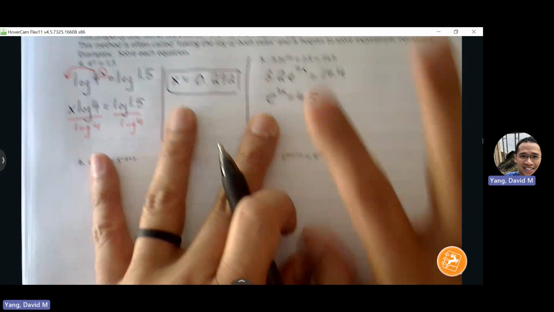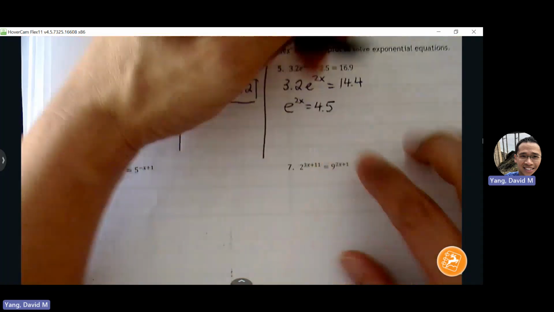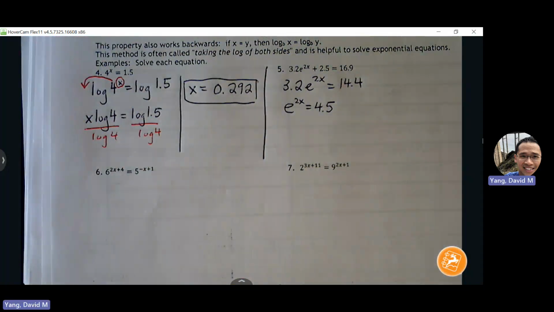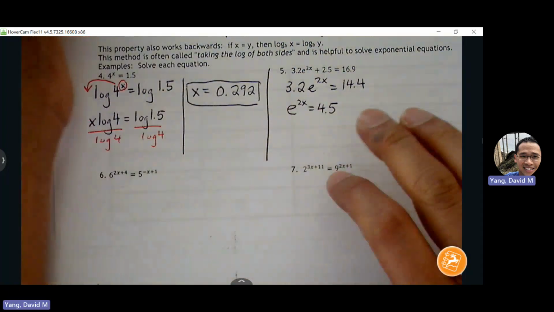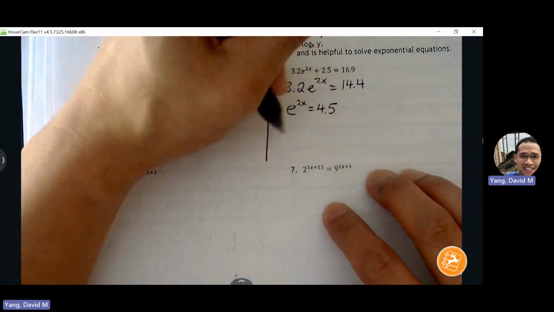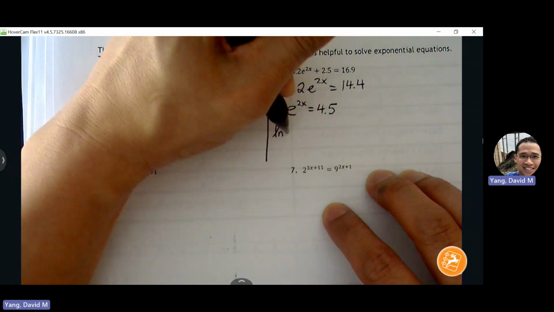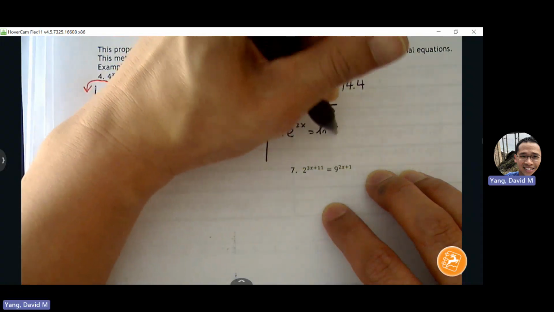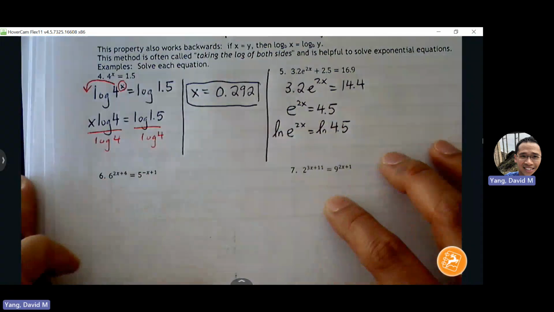You can take log of both sides or natural log of both sides. Either way works. Usually with e, we like to do natural log because there's a nice canceling out process. Let me show you natural log first, and then I'll show you log to show you that you can do it either way. But there's something nice about natural log and e in the sense that they are kind of related. So they allow for things to clean up a little easier.